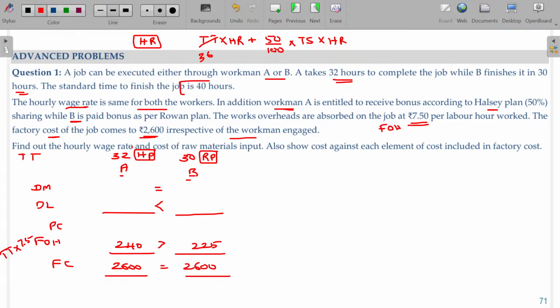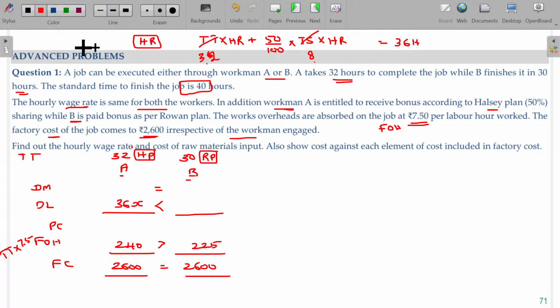Standard time being 40. Then time saved being 8 hours. 8 into 50%, 4 hours. So this is 32 plus 4, 36 hourly rate.